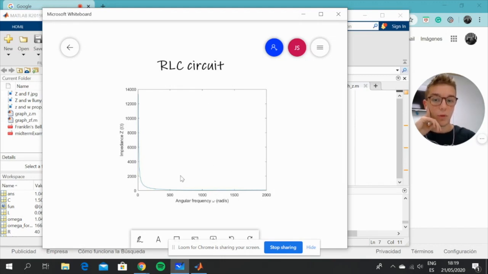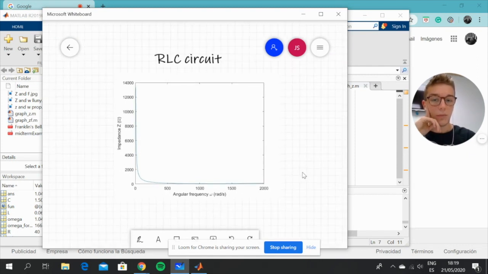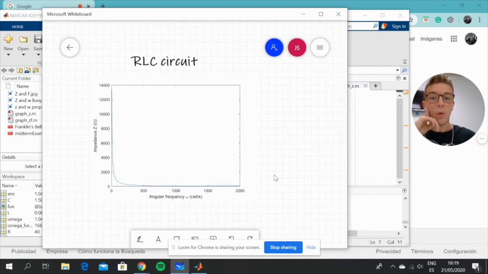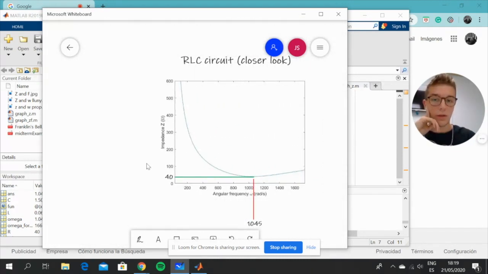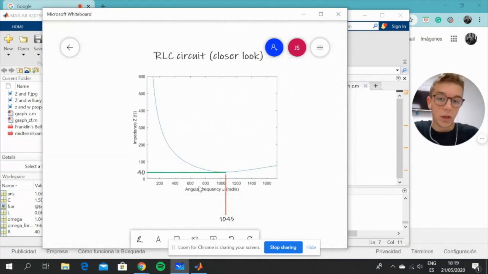From this graph, though, we cannot see very much where the minimum will be. As we know, the minimum will mean the frequency of resonance. We can now take a closer look at this graph. By taking this closer look, we can now see the minimum of the graph, and we can check that it's located at 1045 radians per second, and it gives us the value of 40 on the y-axis representing the Z, which makes a lot of sense because the statement said that the resistance was 40.